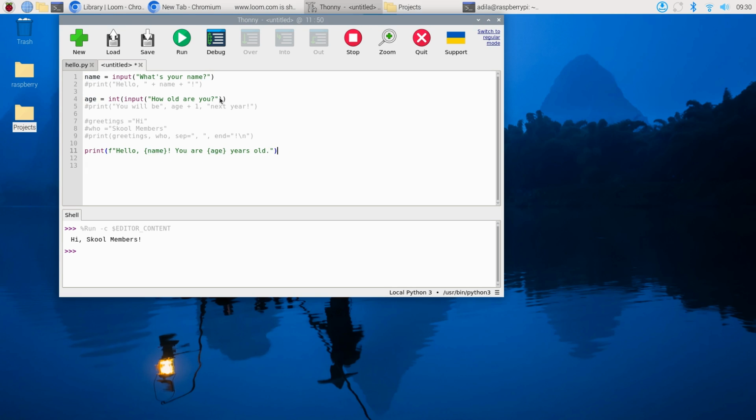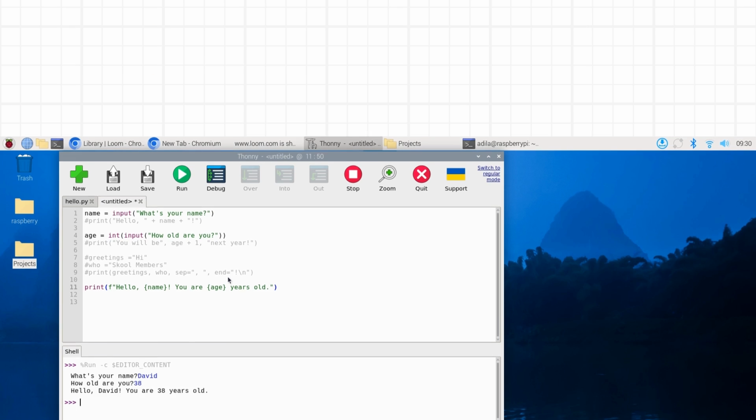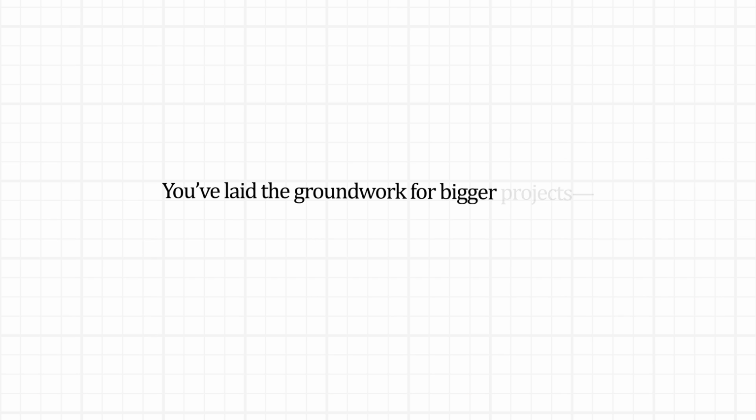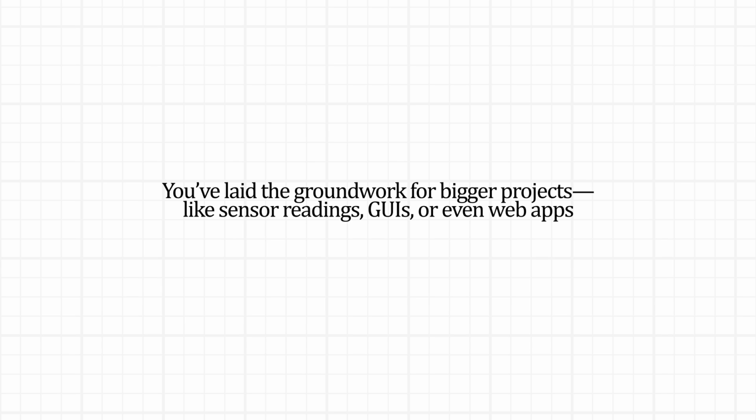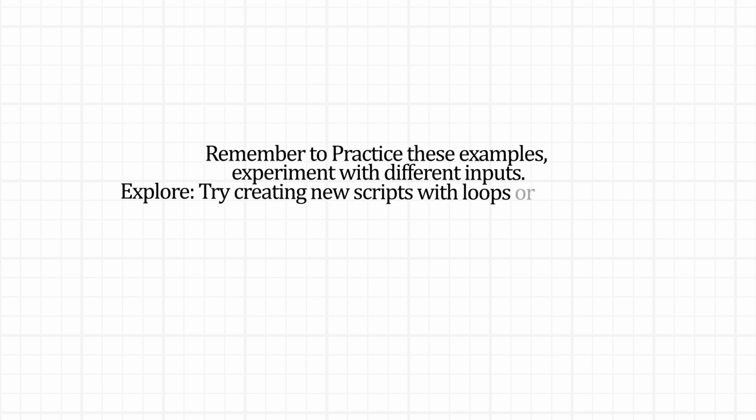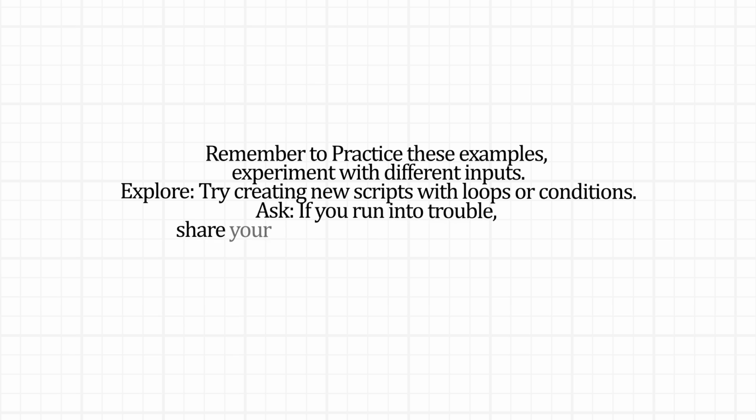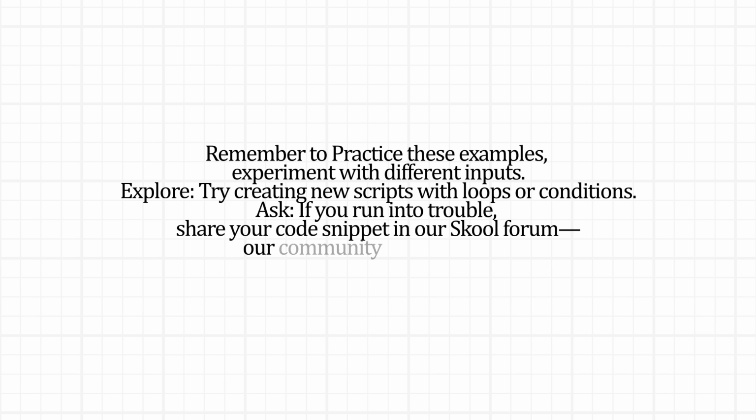Congrats on creating and running your first Python program on the Raspberry Pi, exploring key syntax, user input, and output methods. You've laid the groundwork for bigger projects like sensor readings, graphical user interfaces, or even web apps. Remember, practice these examples, experiment with different inputs, explore, try creating new scripts with loops or conditions. If you run into trouble, share your code snippet in our school forum.